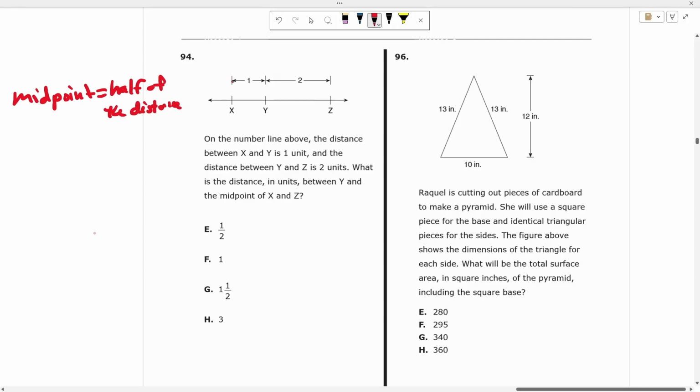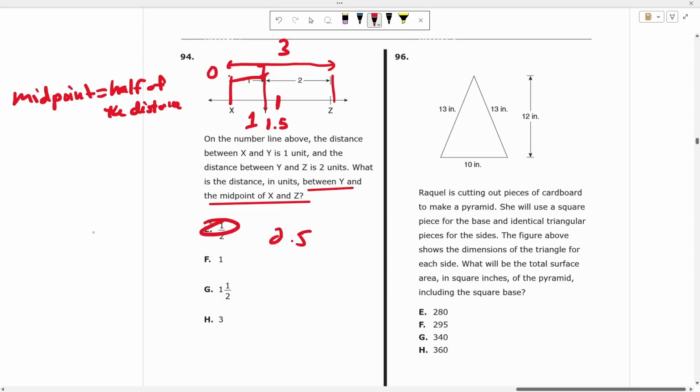So in this case, my distance is how much? Well, from X to Y is 1, and then from Y to Z is 2. So my total distance between these 2 points in this case is going to be 3. So if my midpoint is half of my distance, my midpoint in this case is going to be 1.5. Okay? So now it's asking you, what is the distance between Y and the midpoint of X and Z? So if Y starts at 0 and ends at 1, we know that the position of Y is 1. Now, how far away is 1 from 1.5? Well, it's 0.5 units away, so it has to be choice E.